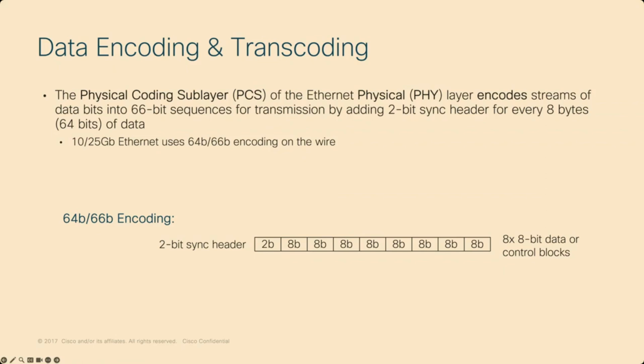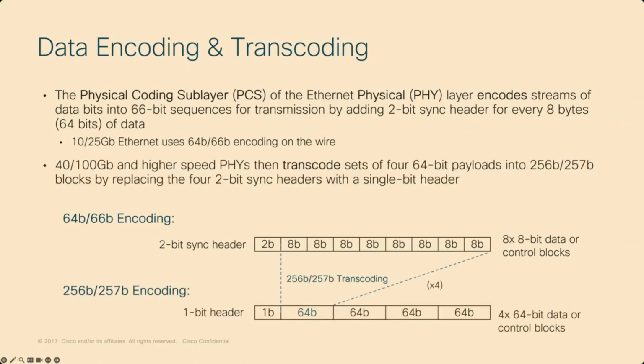Those could be instructions for the communication stream. We would take those 64 bits and add a 2-bit sync header, and that becomes a 66-bit block. That's typically what will be put directly onto the wire. Now, we are having to make things a little bit more efficient in order to pass more data on the wire.